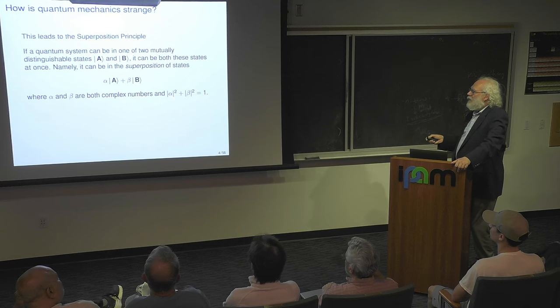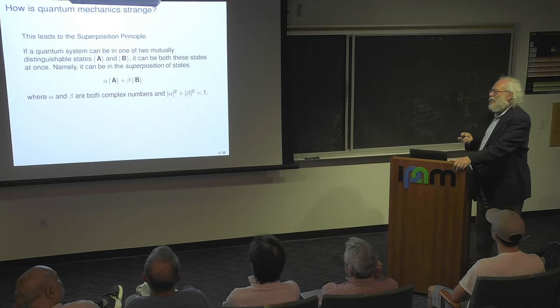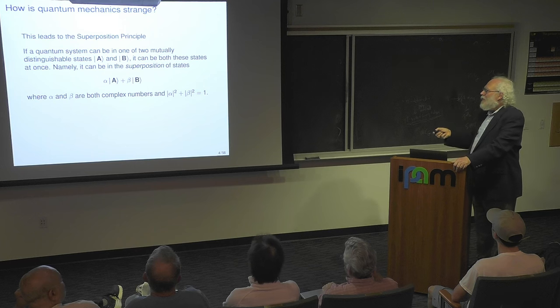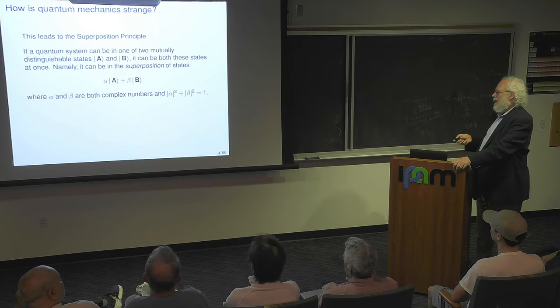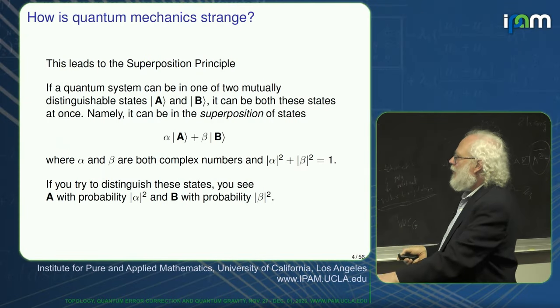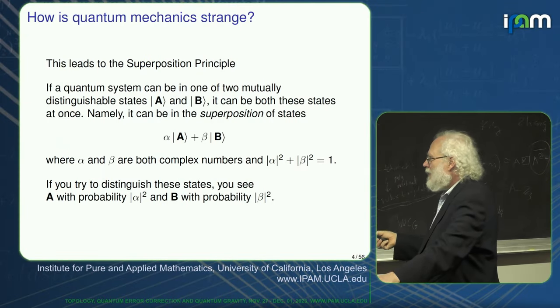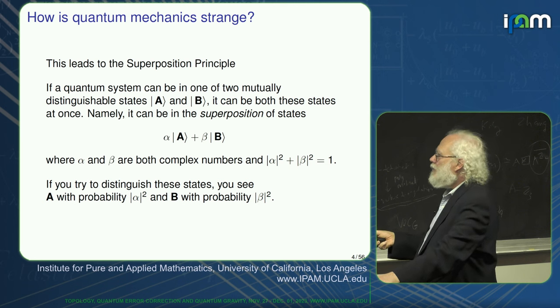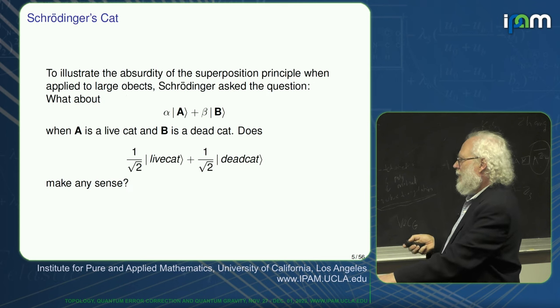So this funny notation is the physics way of symbolizing a quantum state. And if you try to distinguish these states, so I said these were mutually distinguishable states, so there's some experiment you can do which tells you whether it's an A or B, and you put this superposition in, it comes out A with probability alpha squared and B with probability beta squared.